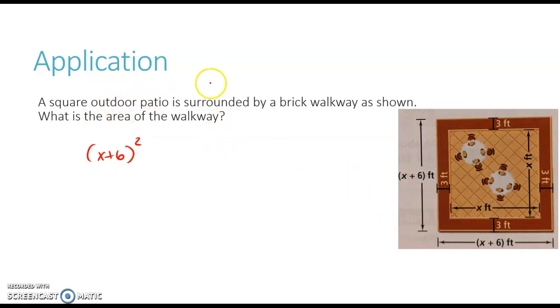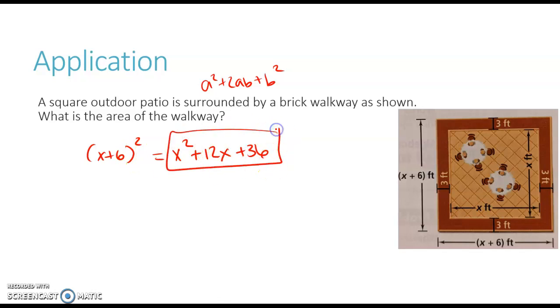So if we plug that into this, a squared plus 2ab plus b squared, what that means is my a is x, so now I have x squared. I'm going to take 6 times x, which is 6x, and then I'm going to take that times 2. So I'm going to get plus 12x, and then 6 squared is 36. And then that's my final answer.